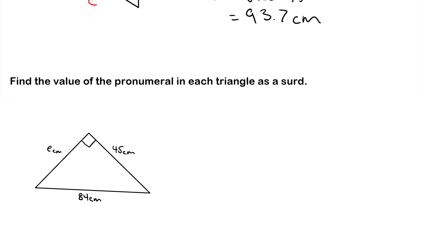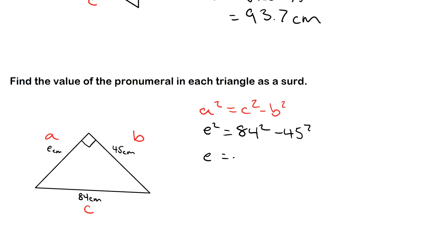Lastly, find the value of the pronumeral in the triangle as a surd. We'll continue doing what we've been doing for all these. We'll label our sides c, a, b, and a squared will be c squared minus b squared. Until you can memorize the formulas, I would be writing down the formula each time you do a question until it's memorized in your head. So e squared is going to equal 84 squared minus 45 squared. E is going to equal the square root of these. Because we want to leave it as a surd, I just want to solve what is on the inside. So that's 84 squared minus 45 squared, which gives me a square root of 5,031, and then centimeters.